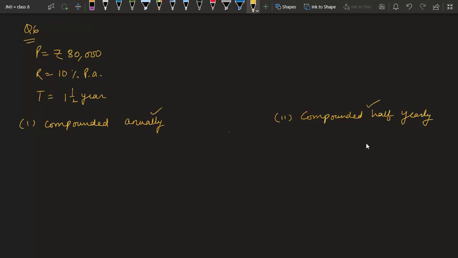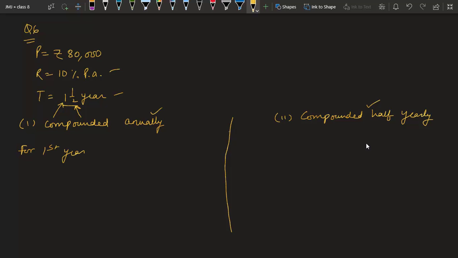So first find for compounding annually. As we all know, in compounding annually we make no changes to the rate and time, they will remain the same. And here we have an issue. For compounding annually we will take first for 1 year and then for the remaining half year. Okay, let's see.